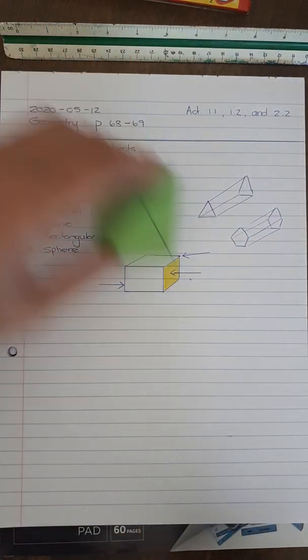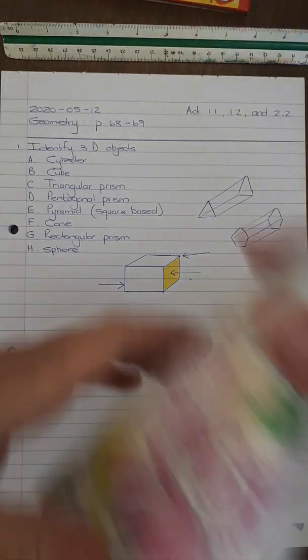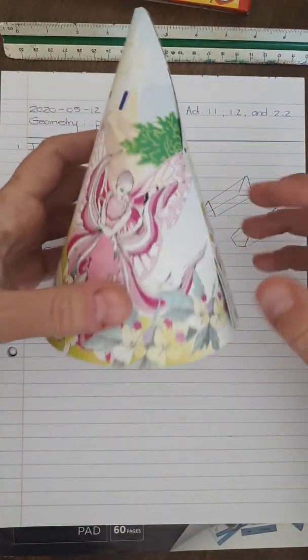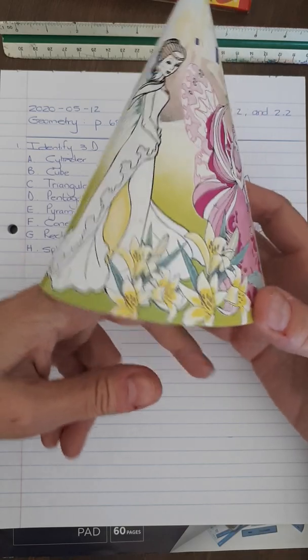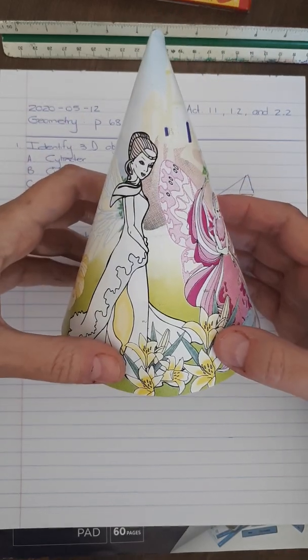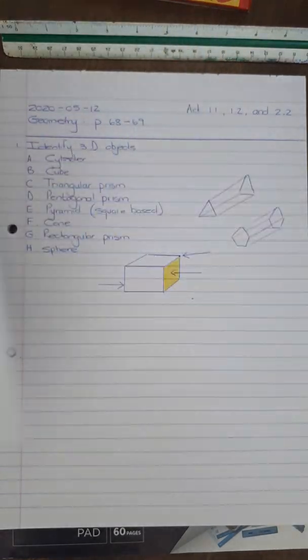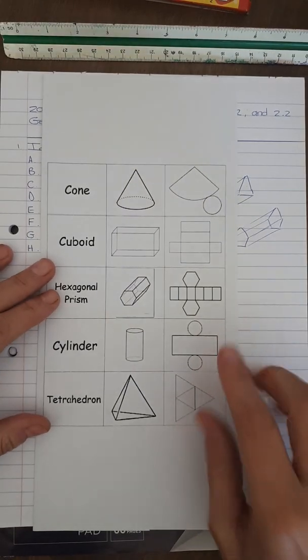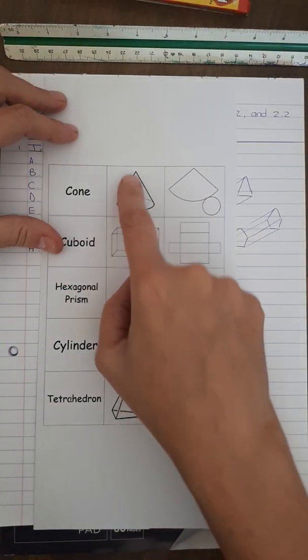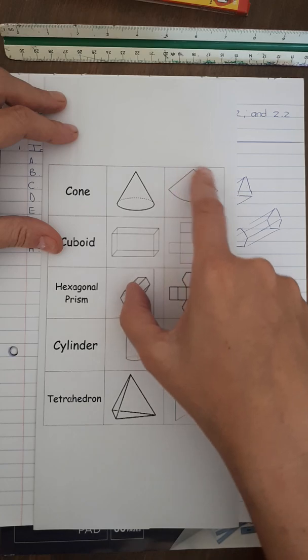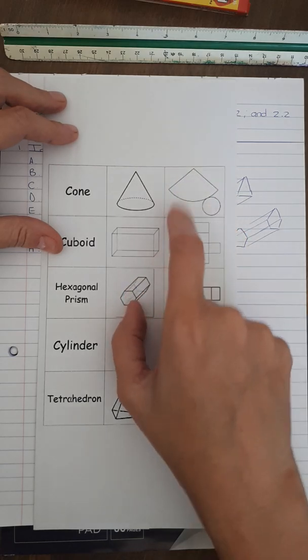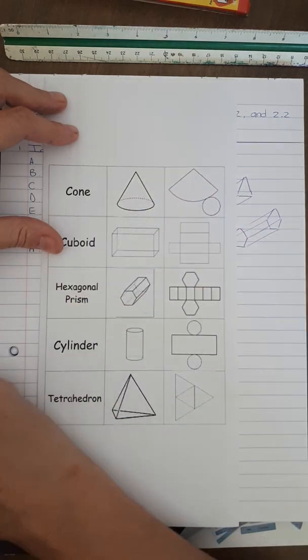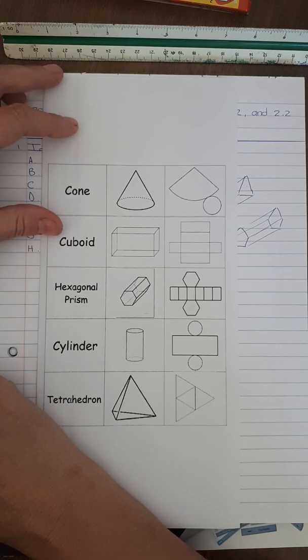Okay, next one, a cone. This is a cone. That's what a cone looks like, a little party hat. So if I open up the cone, let me show you over there. There I've got a cone. If I open it up, I have one circle and then that flat base over there. Okay.